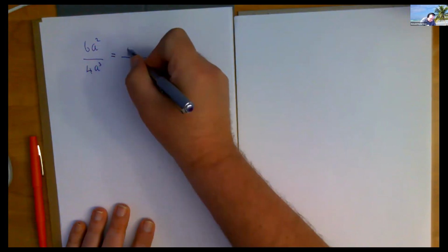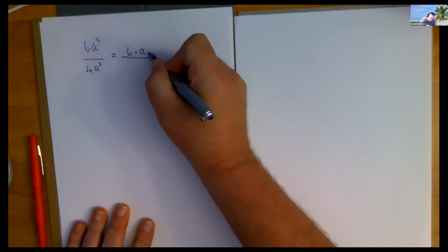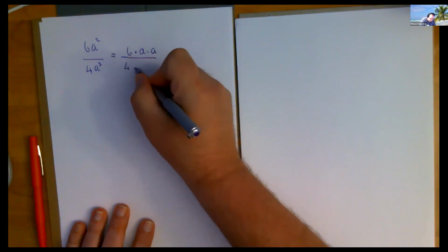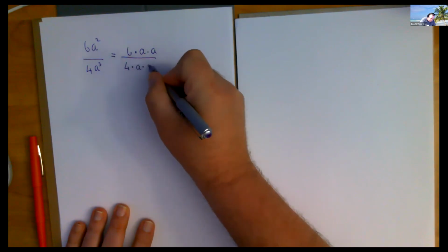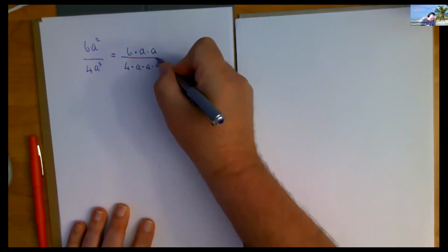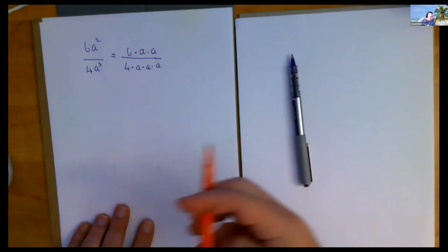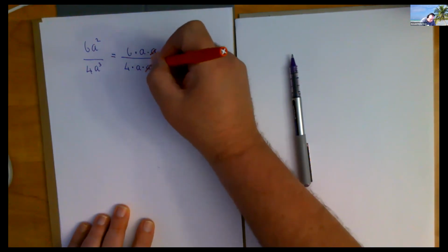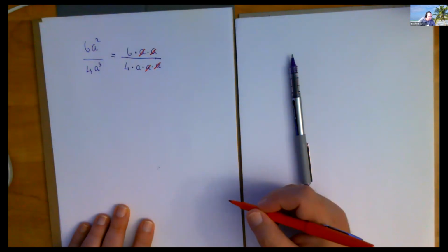I've seen some textbooks, and it might help you, I don't know if it does, but you write 6a squared is 6 times a times a, and you write 4a cubed is 4 times a times a times a. Now, this may or may not help you, but for some people it does. Can you see that I can cancel 1-for-1 and 1-for-1? Do you see there's still an a left in the bottom?